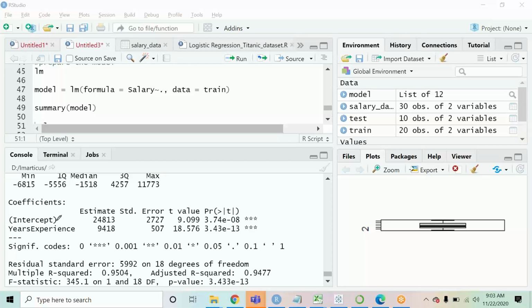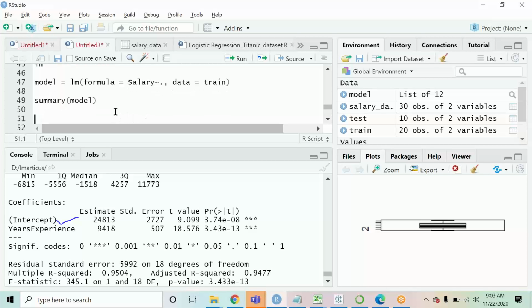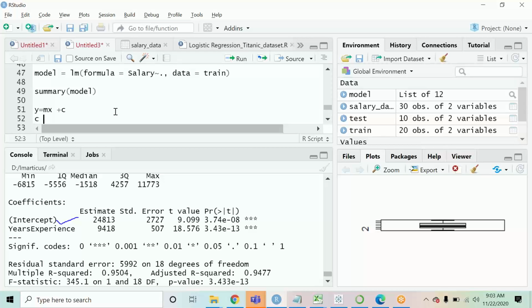So this is intercept. What is intercept? What was intercept? Can anyone tell me? The equation line cuts the y-axis. Yeah, so the equation that we studied, y equals mx plus c. This c is also called intercept.